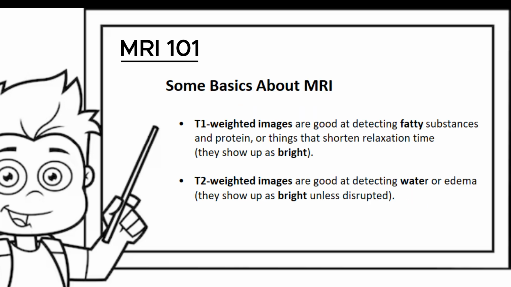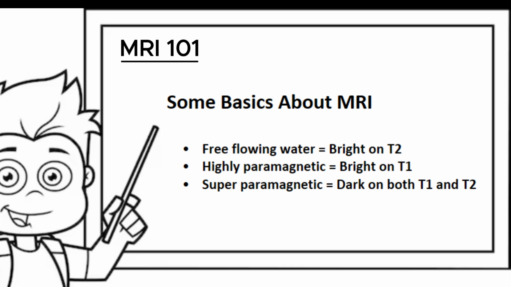First, T1 weighted images are good at detecting fatty substances and protein. In fact, I like to think of T1 as tissue first, good at detecting tissues. T2, on the other hand, are good at detecting water or edema. T2 as in H2O, T2 for water. Here's a framework you can use to guide your understanding of what we are going to be discussing next. Whenever you have water flowing freely, it shows bright on T2. Whenever you have a substance that is highly paramagnetic, it shows as bright on T1. And whenever you have a substance that is superparamagnetic, it shows up as dark or hypointense on T1 and T2.